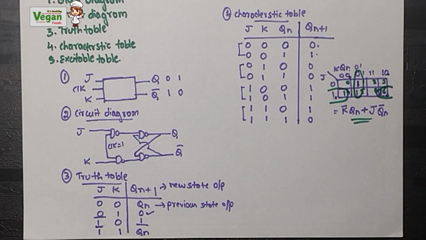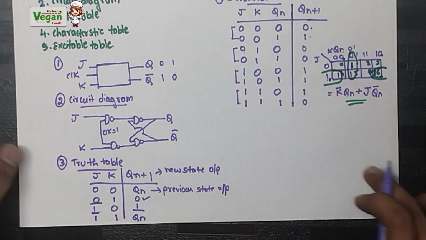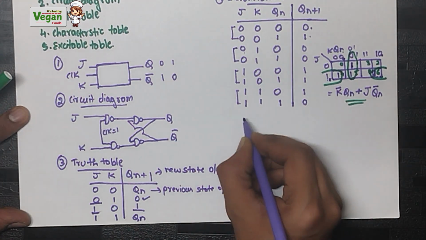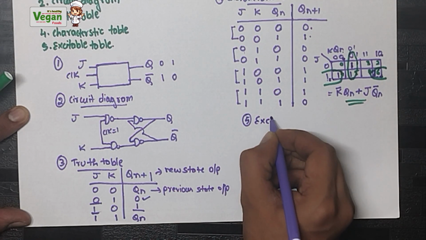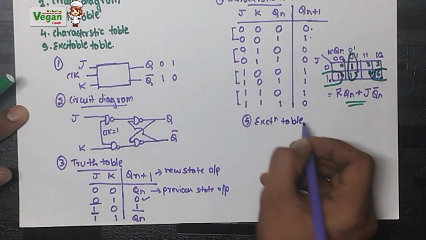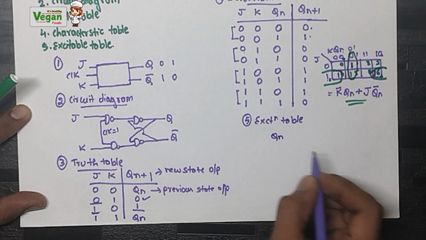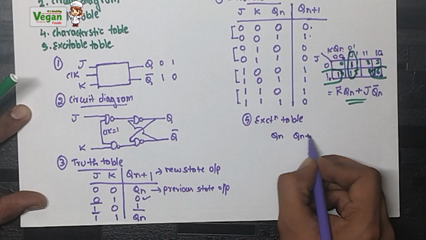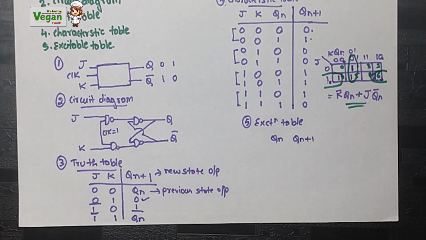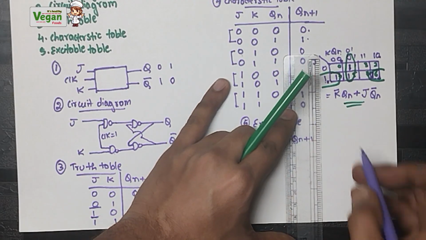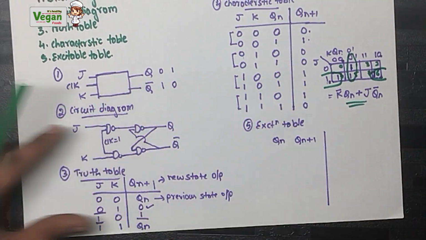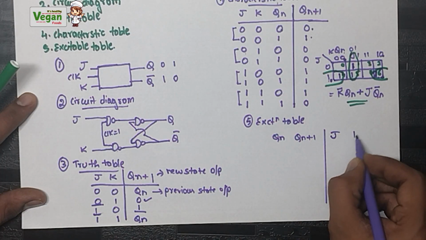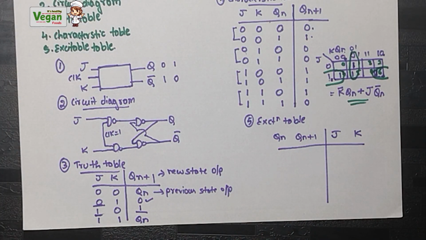Now let's write the excitation table using this characteristic table. In the excitation table, what will be their inputs? Fifth one is the excitation table. In the excitation table, we will use the previous state output and new state output, or present state output, as the inputs. Next, what will be their output? J and K will be their output. Present state and new state output will act as the inputs and J and K will act as the output.